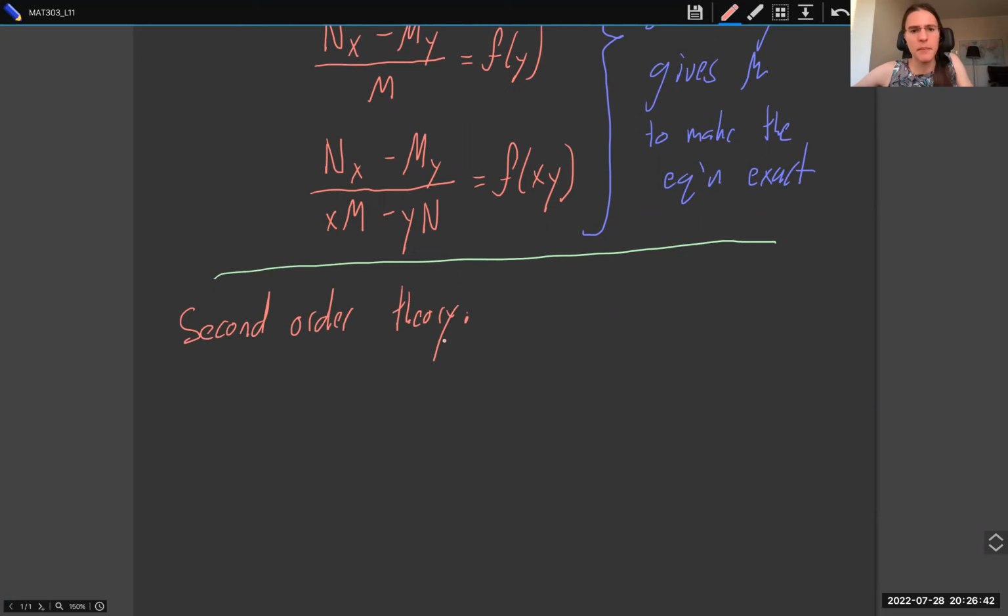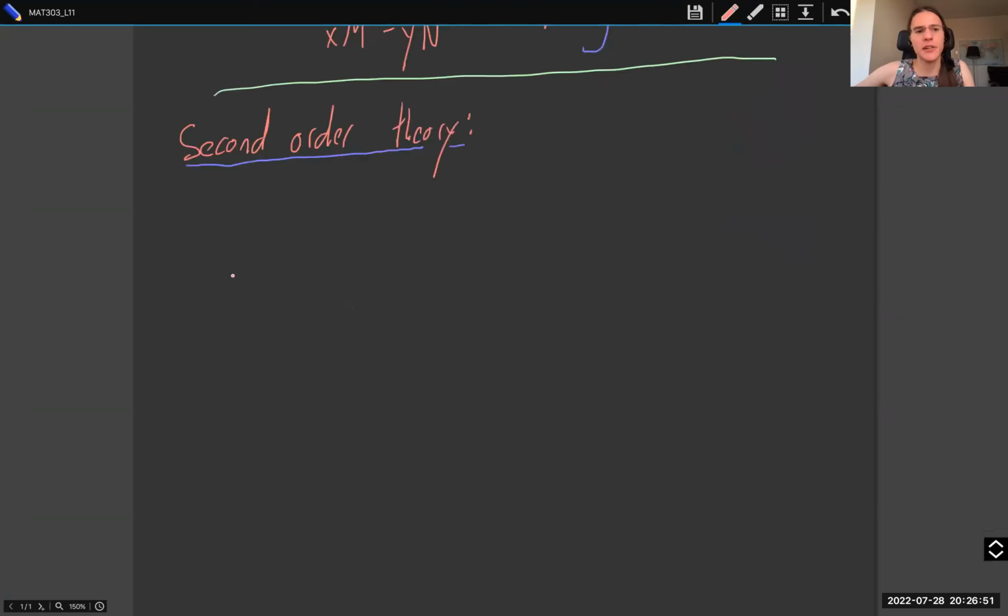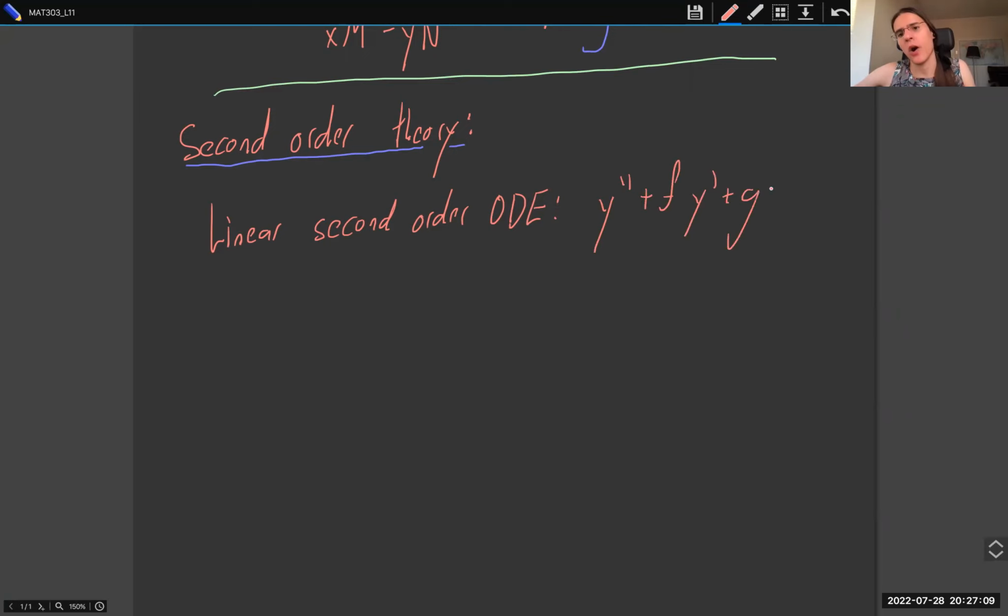And the main thing that we like in second order theory or higher order theory is when equations are linear. So a linear second order equation is of the form y'' plus f y' plus g y is equal to h. And it's homogeneous if h is 0.